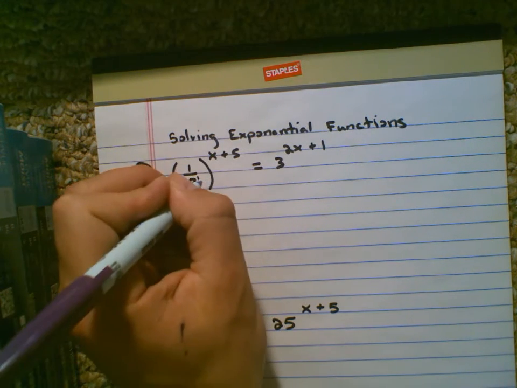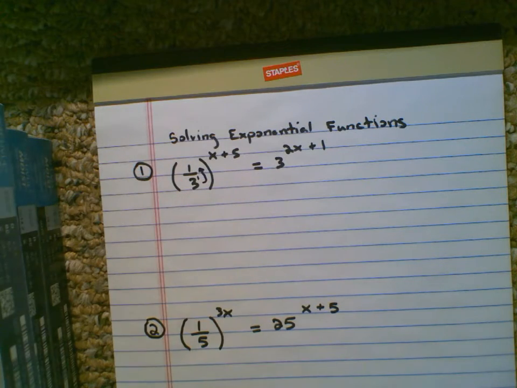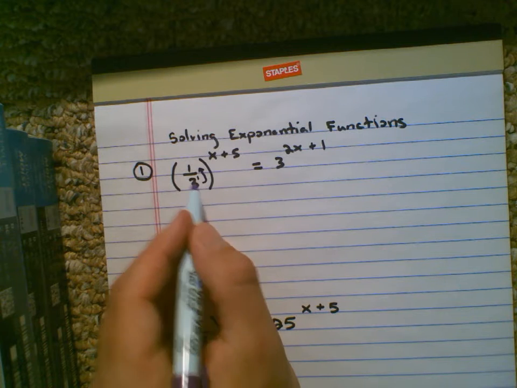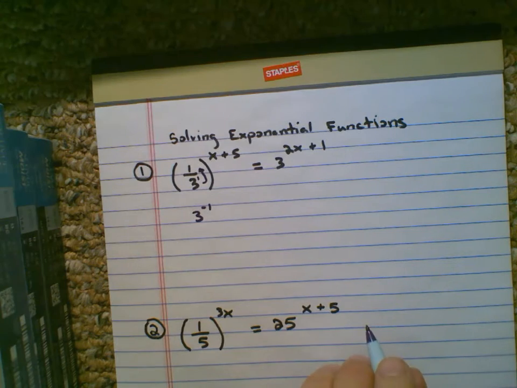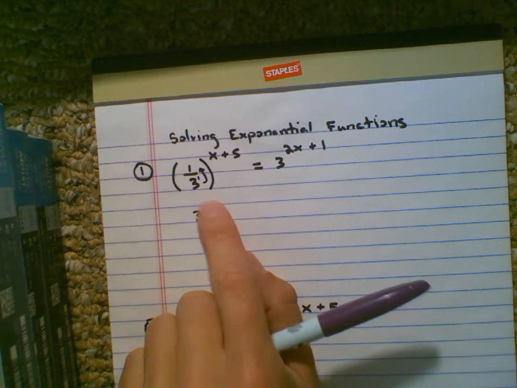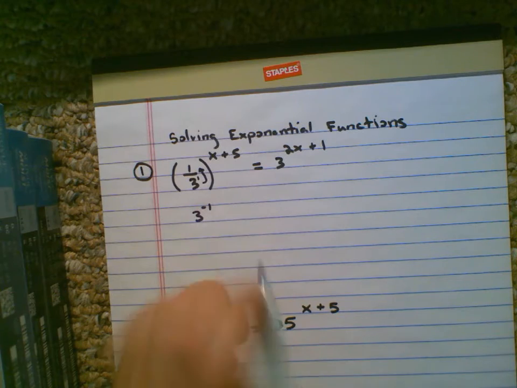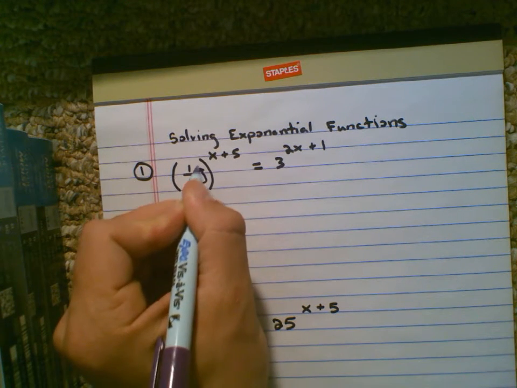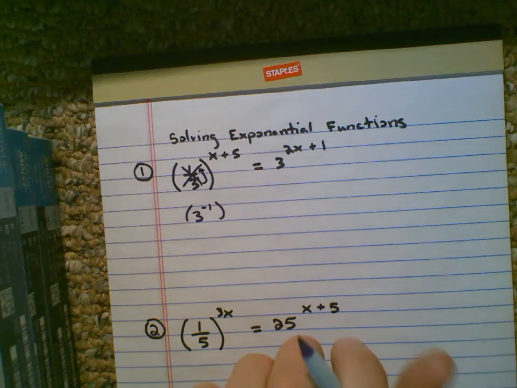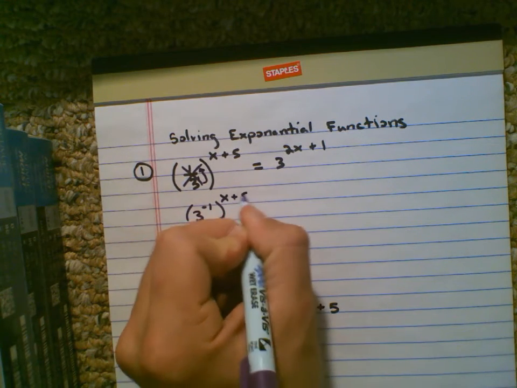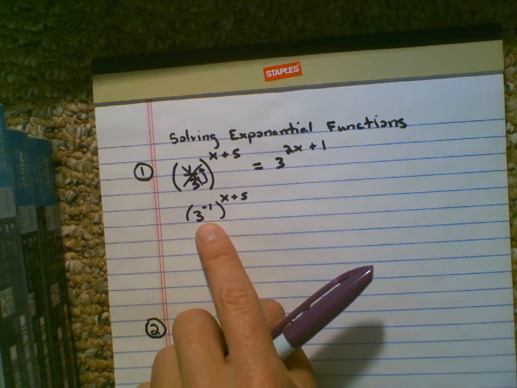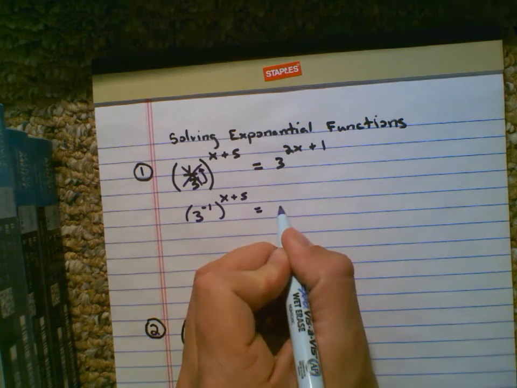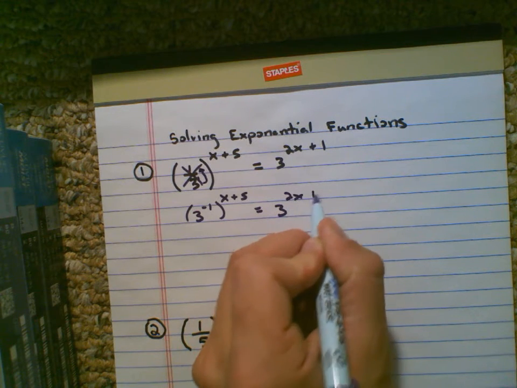If I move the 3 to the top of the fraction, I need to remember my exponent rules, specifically about negative exponents. When the 3 moves up, it's now going to be 3 to the negative first power, because 3 to the negative first is equal to 1 over 3. Then I can replace 1/3 with 3 to the negative first power raised to the x plus 5. So step one is get rid of the fraction by rewriting it as a negative exponent. That's going to be equal to the other side, 3 to the 2x plus 1.